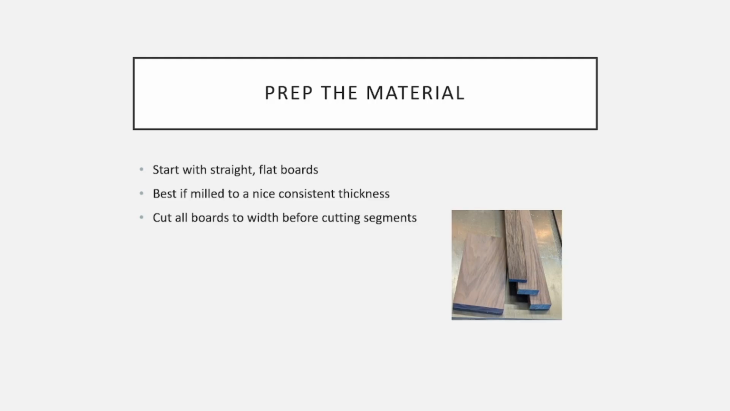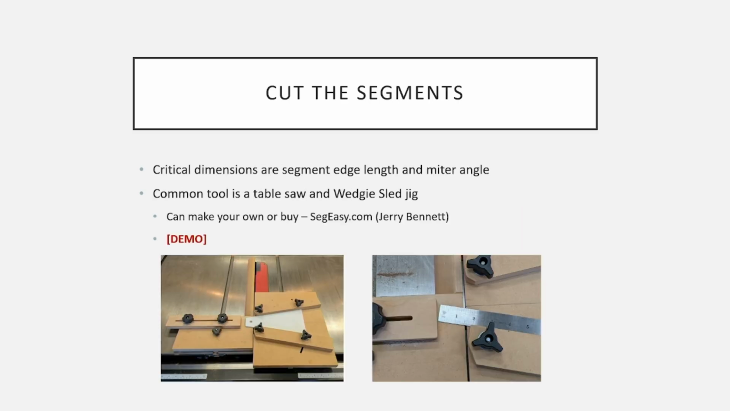And before you start cutting the segments, you want to cut all the boards to width, back to that board width on the chart. All right. Now we're going to move on to actually cutting the segments. And we've got the board width down. Now the two dimensions that we're still dealing with are the miter angle and the segment edge length. And there are a lot of ways you can do this.